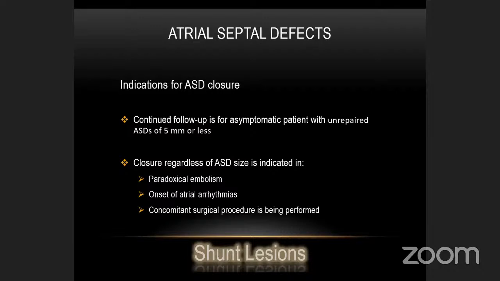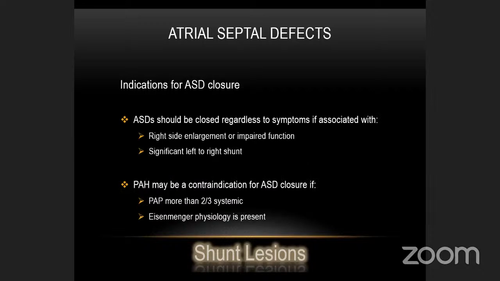Indications for ASD closure: continue follow-up for asymptomatic patients with unrepaired ASDs of 5 millimeters or less. Closure regardless of ASD size is indicated if there is paradoxical embolization, onset of atrial arrhythmia, or if concomitant surgical procedures are being performed. ASD should be closed regardless of symptoms if associated with right-sided enlargement or impaired function, or a significant left-to-right shunt, with Qp:Qs more than 1.5:1. Pulmonary artery hypertension may be a contraindication for ASD closure if the PA pressure is more than two thirds systemic or Eisenmenger physiology is present.